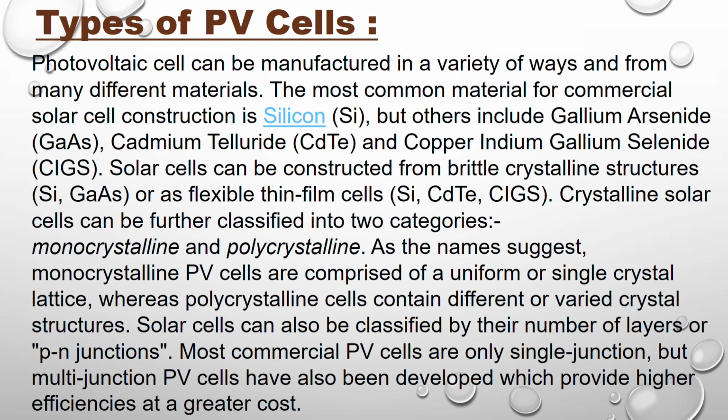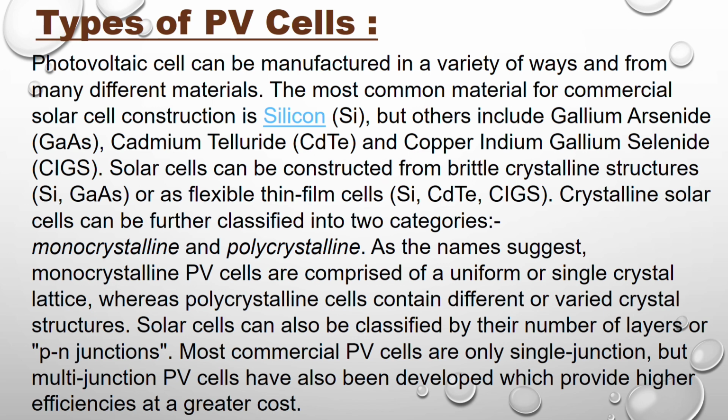There are many types of photovoltaic cells. A photovoltaic cell can be manufactured in a variety of ways and from many different materials. The most common material for commercial solar cell construction is silicon, basically Si. But others include gallium arsenide, cadmium telluride, and copper indium gallium selenide. Solar cells can be constructed from brittle crystalline structures or as flexible thin film cells: Si, CdTe, CIGS.